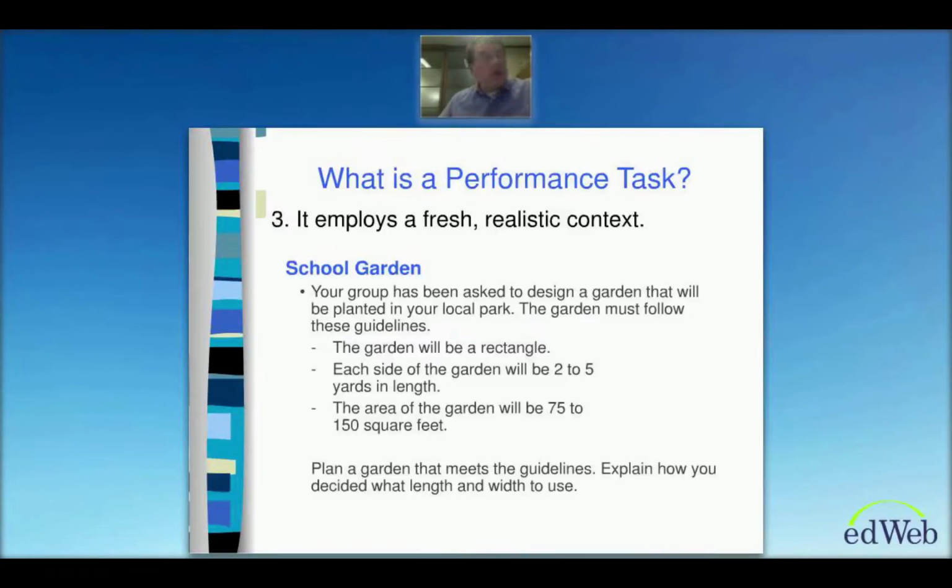Okay, so if you look at what's going on in this particular school garden activity, you can see that there's a lot that's fresh and new. It has a very realistic feel to it also, and it's not going to be a problem that students have solved before.